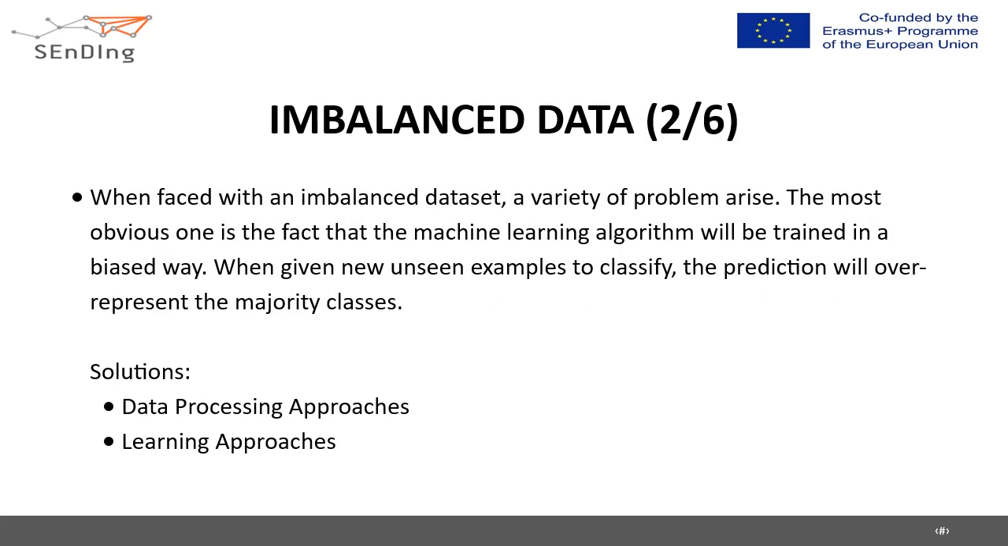When faced with an imbalanced dataset, a variety of problems arise. The most obvious one is the fact that the machine learning algorithm will be trained in a biased way. When given new unseen examples to classify, the prediction will overrepresent the majority classes. Solutions: data processing approaches. Learning approaches.